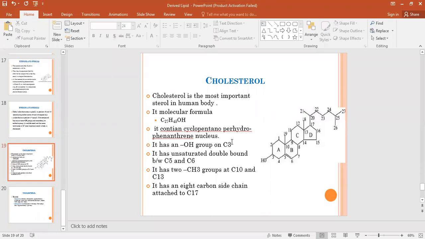On which carbon number of the cyclopentanoperhydrophenanthrene nucleus is the hydroxyl group attached in cholesterol? In cholesterol, it is attached on carbon number 3. Which group is attached on carbon number 3? Hydroxyl group.